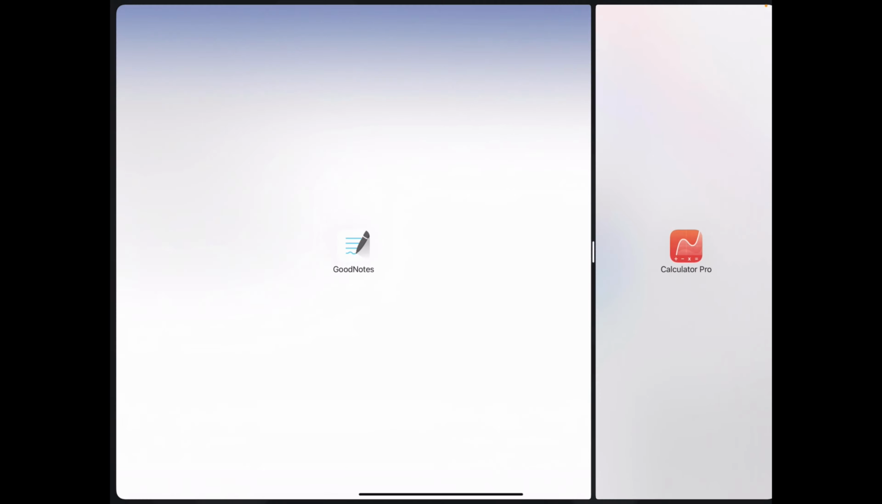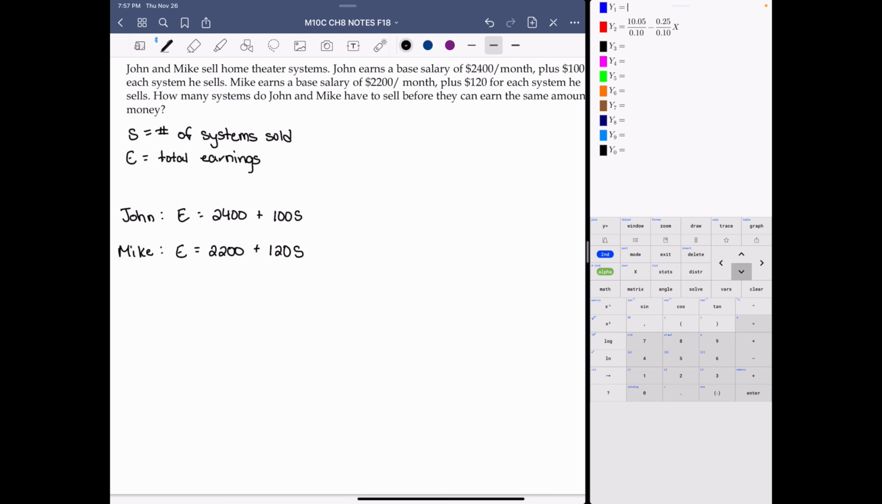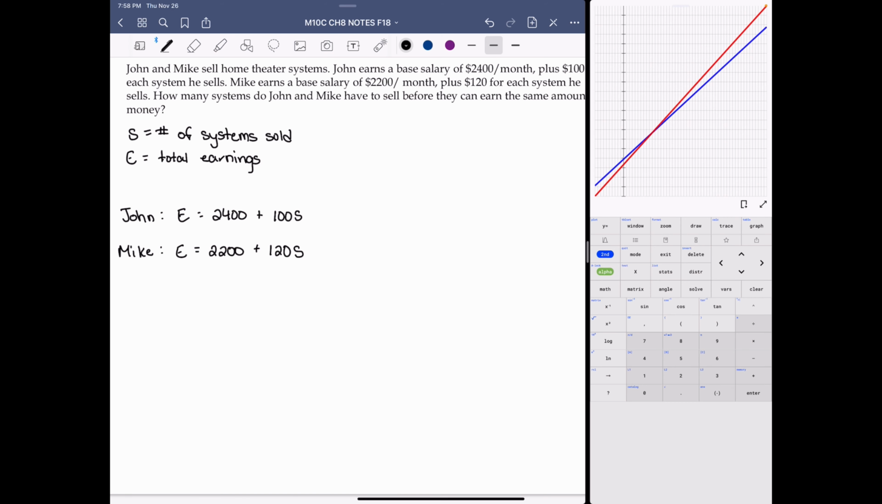Clear your old equations, enter 2400 plus 100x. And second equation, 2200 plus 120x. Graph that. I don't see anything. Think about our numbers, 100, 120, 2,400, 2,200. Pretty big numbers. So earnings are going to be more than 2,400 and 2,200 for sure. So we could try Zoom Fit or Zoom Auto. And there we go. That showed me.